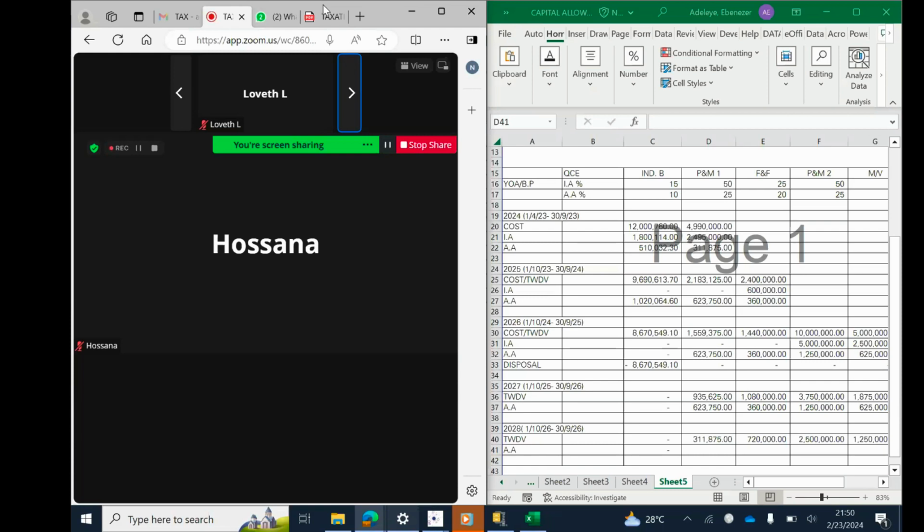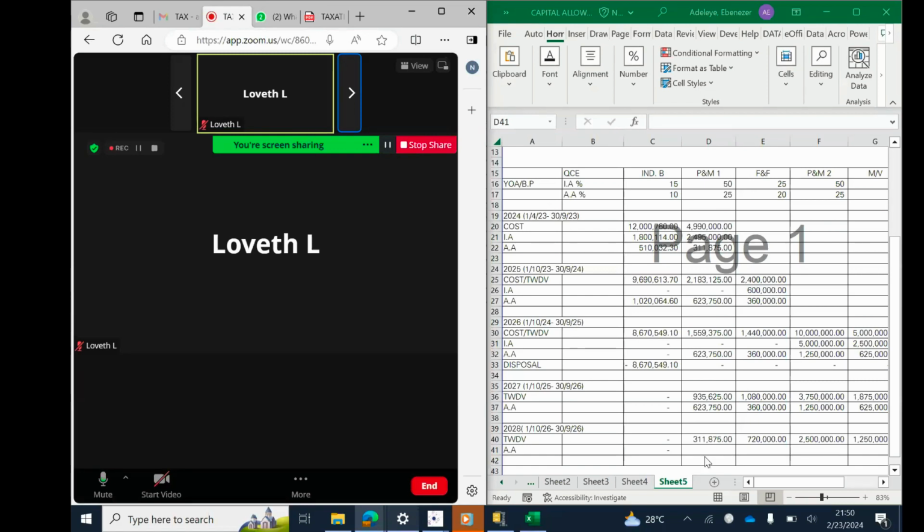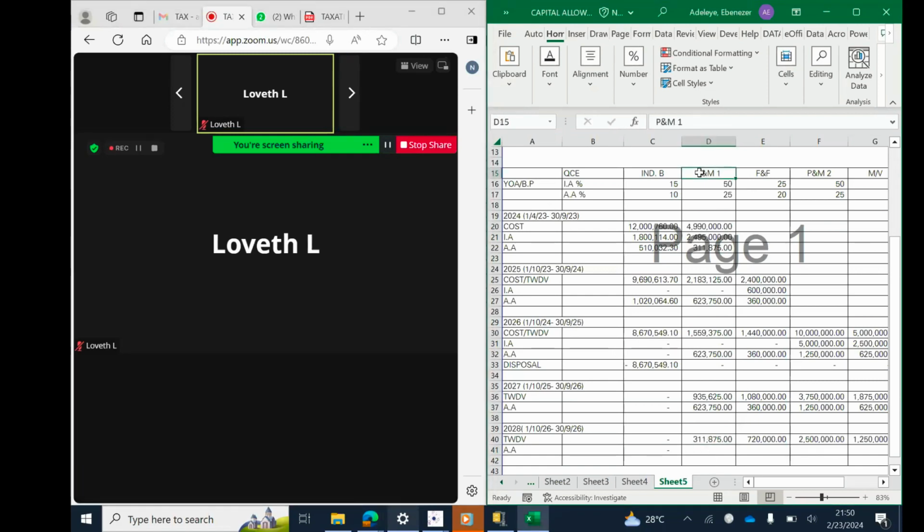What will be the annual allowance for the plant and machinery? Is it 1,250? For plant and machinery, this is what we're talking about. For this plant and machinery here, the first one, not the second one, it has gotten to the final year. So what will be the annual allowance?